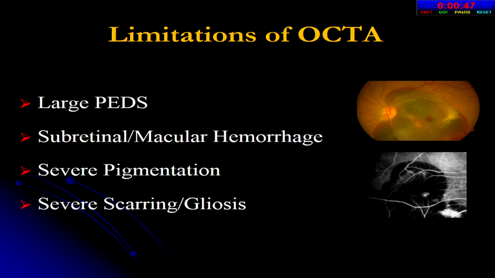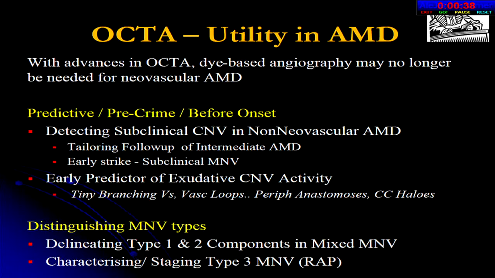So there are limitations of OCTA which we recognize: large PEDs, subretinal macular hemorrhage, severe pigmentation, severe scarring. All this will obfuscate the picture and limit the use of OCTA. So in summary, OCTA's utility is definitely going to keep increasing in AMD with advances in OCTA. Dye-based angiography may no longer be needed for neovascular AMD. For predictive value, detecting subclinical CNV, as I mentioned, in non-neovascular AMD, tailoring follow-up. Once you see that network there, you can make the patient come more frequently. It can predict early strikes for subclinical MNV.